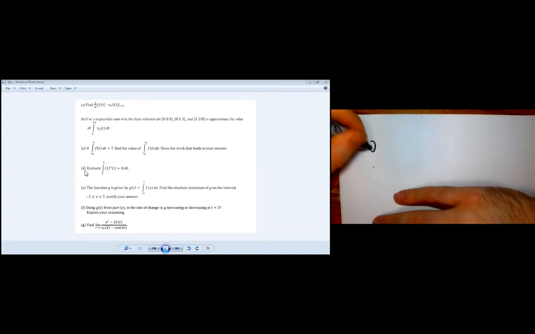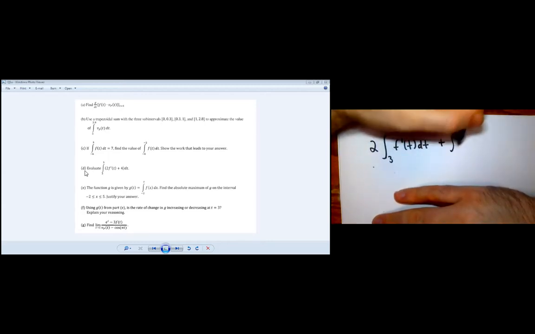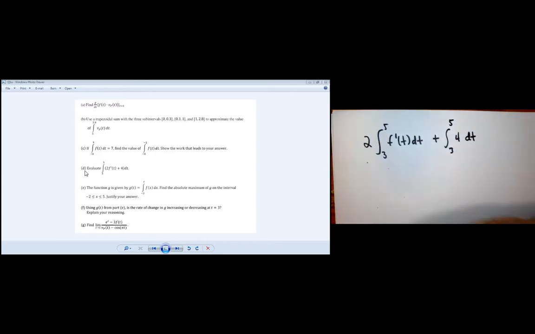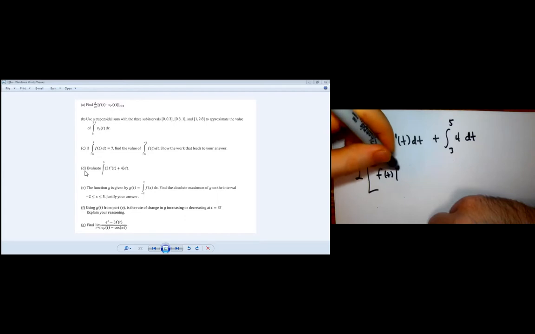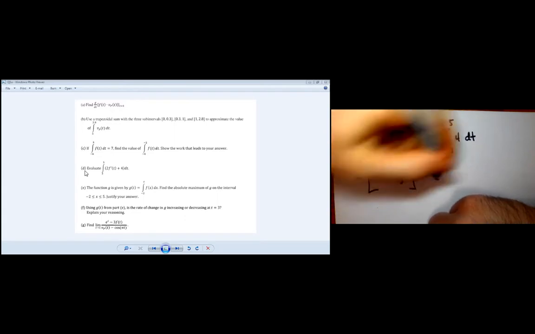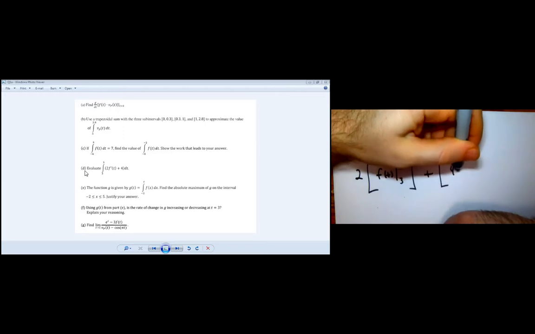You recognize it's integration. You've done a couple of these now. So I'm going to take the 2 out front, integral from 3 to 5 of f prime of t dt. I'm going to split these up because it makes it easier. And in under 30 seconds, we're ready to go. So now we integrate. What do you get if you integrate f prime? You get f. So this is going to be f of t from 5 to 3 plus 4t from 5 to 3.